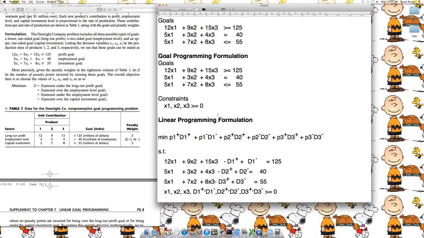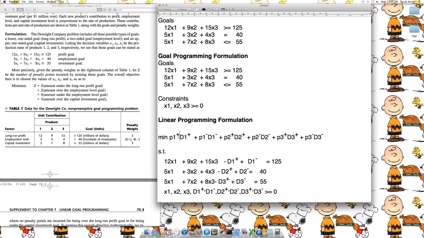And so here we have goals, and this is a good example because we see all 3 signs. So goal 1, we care about being greater than or equal to 125. So if I'm equal to 125, I'm fine with that. If I'm greater than 125, I'm fine with that as well. So here, if I deviate above, meaning this goes to 126, and D1 plus would have to be 1, that doesn't matter to me.